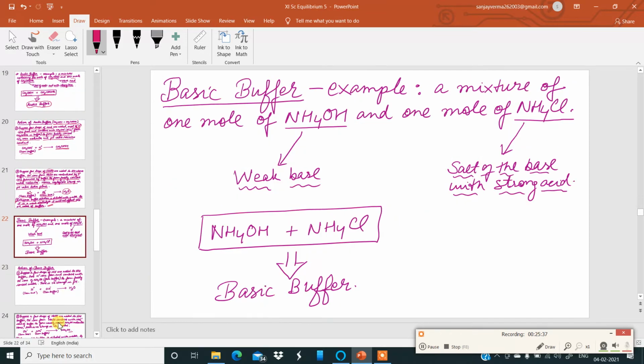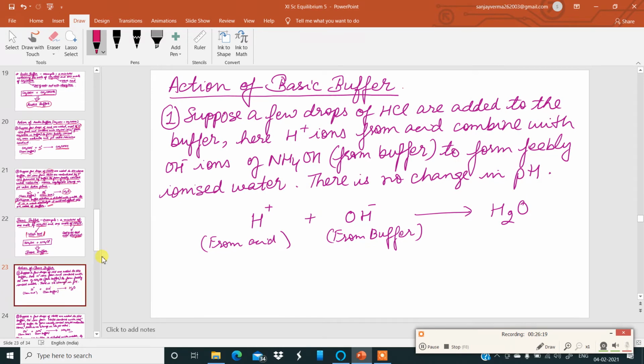Now moving to the next type of buffer solution, basic buffer. A very good example of a basic buffer is a mixture of 1 mole of ammonium hydroxide and 1 mole of ammonium chloride. Ammonium hydroxide is a weak base. And this ammonium chloride is a salt of this base only, containing a strong acid. So a mixture of equimolar amounts of ammonium hydroxide and ammonium chloride forms a basic buffer. To this basic buffer, if we add acid or a base or water, the pH value does not get affected. Let us see the action of basic buffer in the next slide.